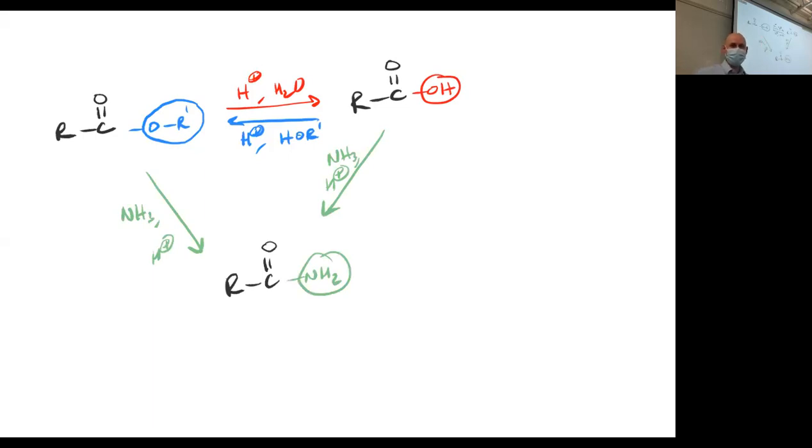Biologically, this is how we do all of these interconversions. So in your body, this is how you do all this stuff. You never make acid chlorides.